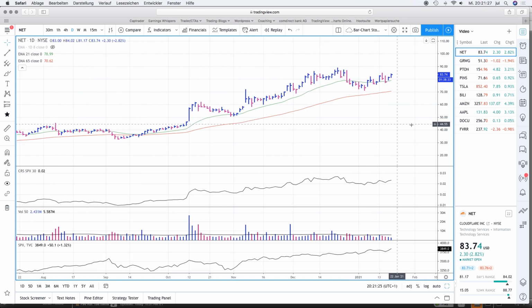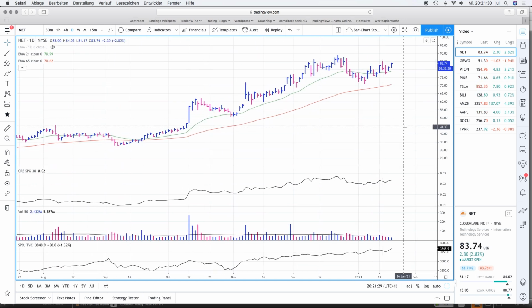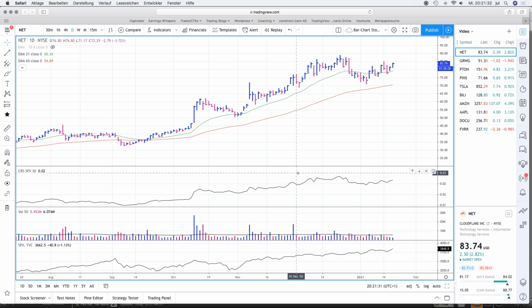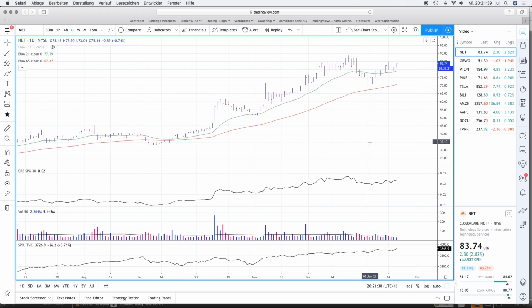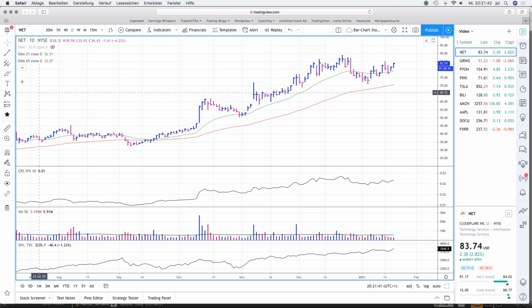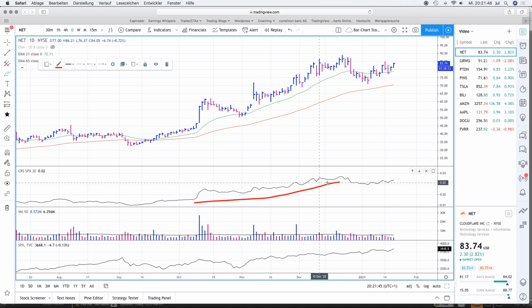There are three different slopes, or three different states of the RS line, I personally want to see. Let's start with the RS line sloping upward. In this case with Cloudflare, the stock is in a very nice uptrend and the RS line is going up. That means the stock is outperforming the S&P 500. That's exactly what I want to see.